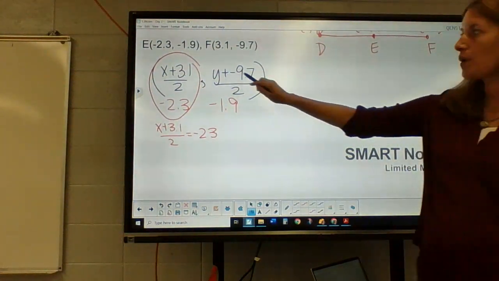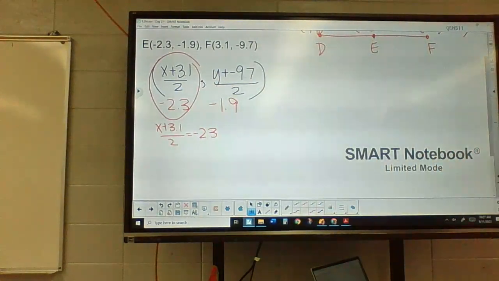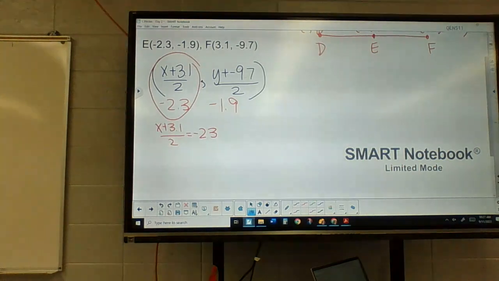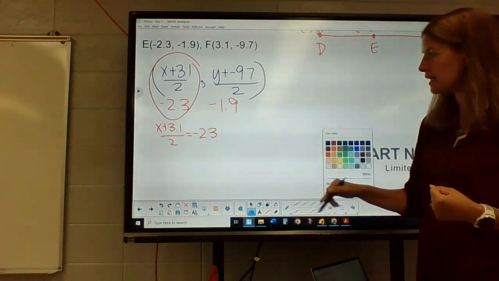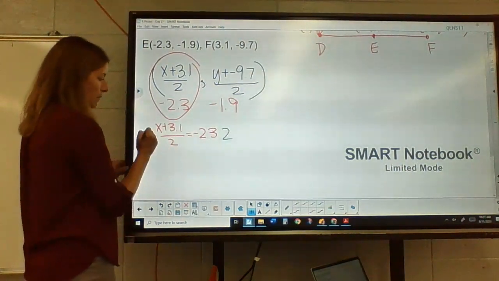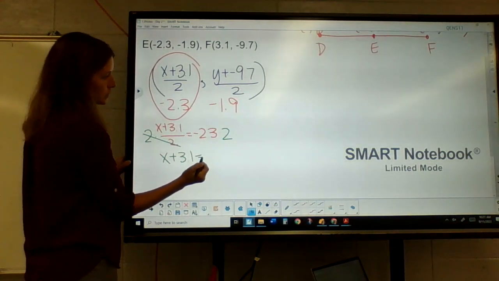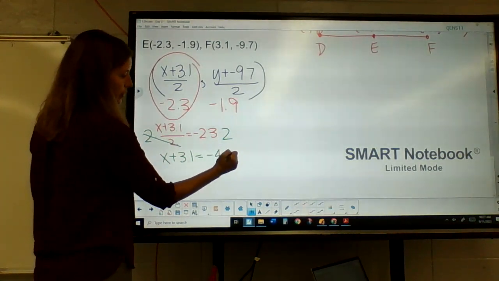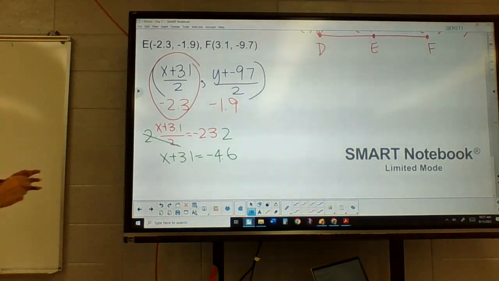I'm taking the 2 endpoints, adding them together, dividing by 2. It should equal the x coordinate of the midpoint. And now again, this is just an algebra problem, so I'm going to multiply each side by 2. So we get a negative 4.6 over here, I believe. And then we're going to move that 3.1 over.